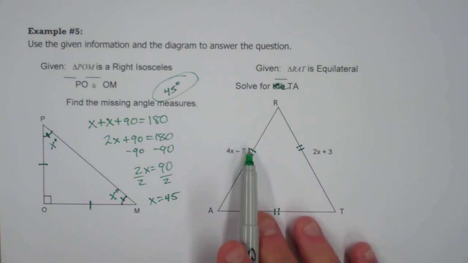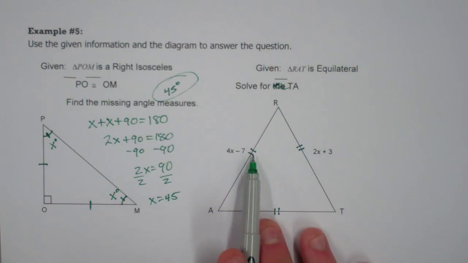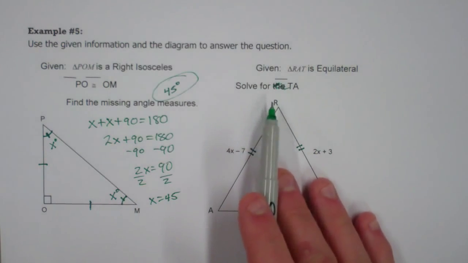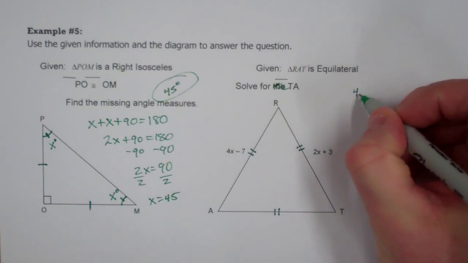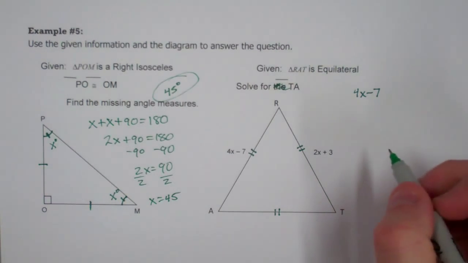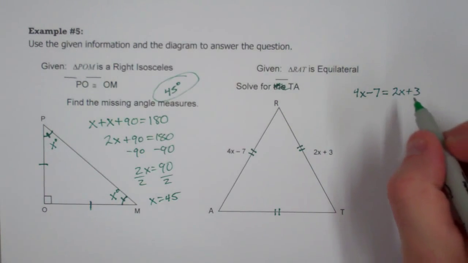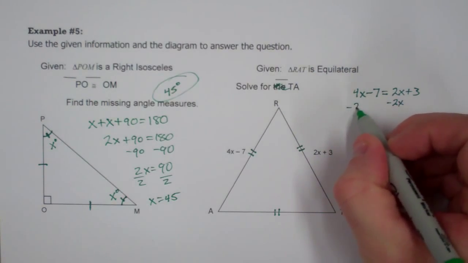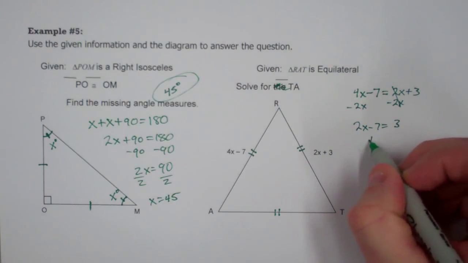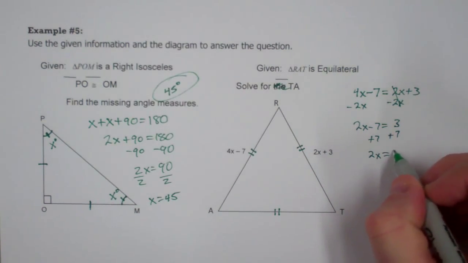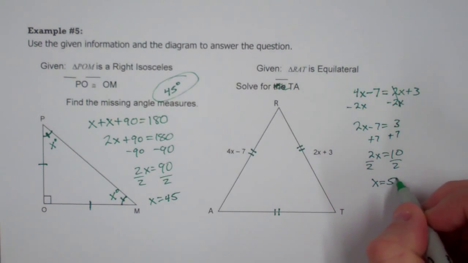Now what we can do is relate these expressions. This is an expression for the side length, this one too, and we know that these two sides, AR and RT, are congruent, meaning their measures are equal. So we want to take the measure of one side, which is 4x minus 7, and set it equal to the measure of the other side, which is 2x plus 3. Lots of different moves you can make here. I'm going to subtract 2x from each side. 2x minus 7 is equal to 3, and we'll add 7. 2x is equal to 10, we'll divide by 2, and we'll get x to be 5.